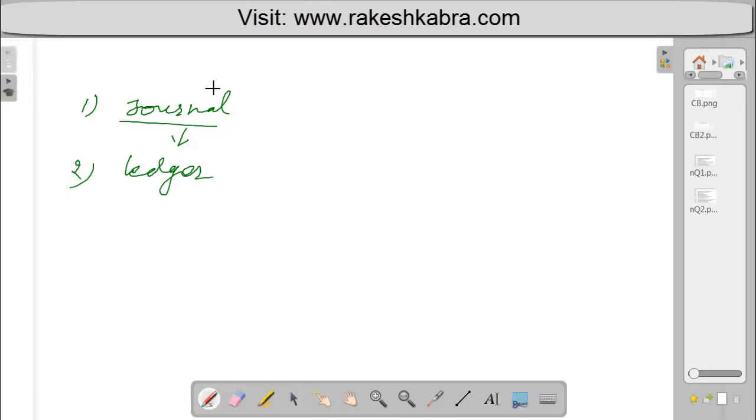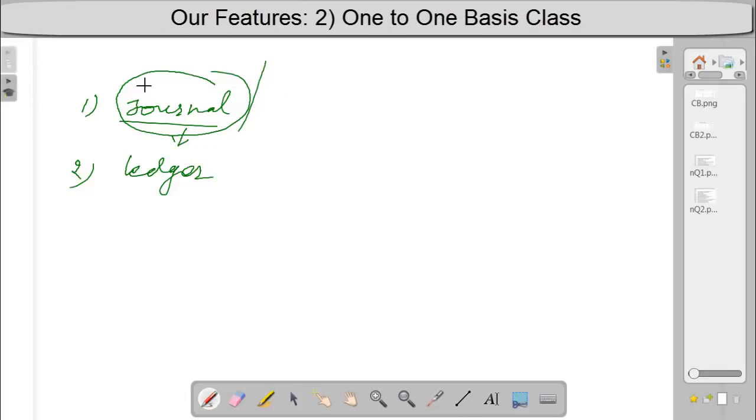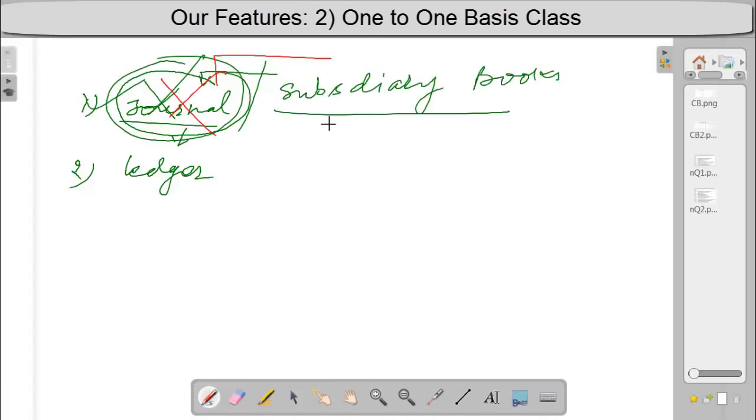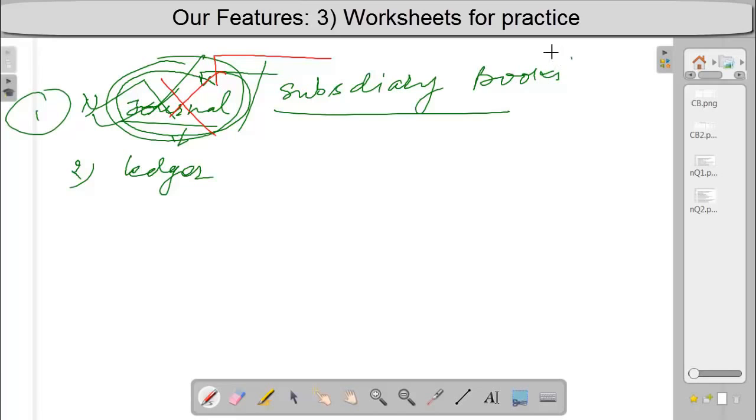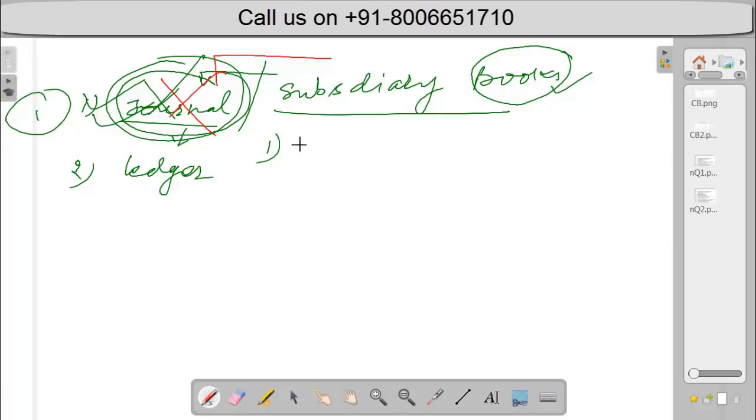And journal, who maintains it? A small businessman in a small business. But if the scale of the business is large, then in place of a journal we will maintain subsidiary books. Subsidiary books means not one journal, but more journals. Journal means only one journal, and subsidiary books is actually books, meaning more than one journal. Got it or not? So which journals will we maintain?